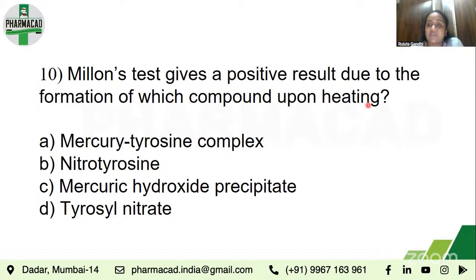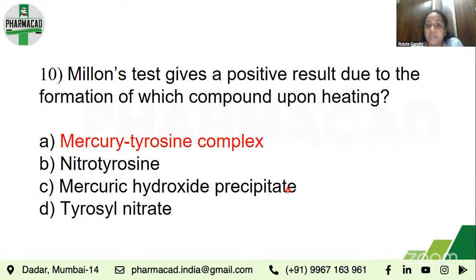Millon's test gives a positive result due to the formation of which compound on heating? Is it mercury tyrosine complex, nitrotyrosine, mercuric hydroxide precipitate, or tyrosine nitrate? Again, this is a direct answer. Millon's reagent, where do you use? उसके हिसाब से you will be able to answer this. So answer to this is very correct.